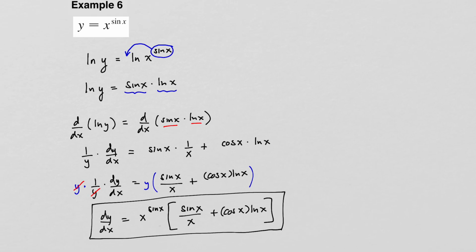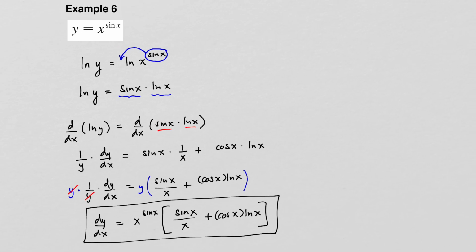So it's a kind of involved process, and it does take some practice to get better at it. But the main thing is you are taking the natural log of both sides in the beginning so that you can bring this power down. And then that changes it from a power to a product. And that allows you to use the product rule. So when you get more practice with this, it will get better.